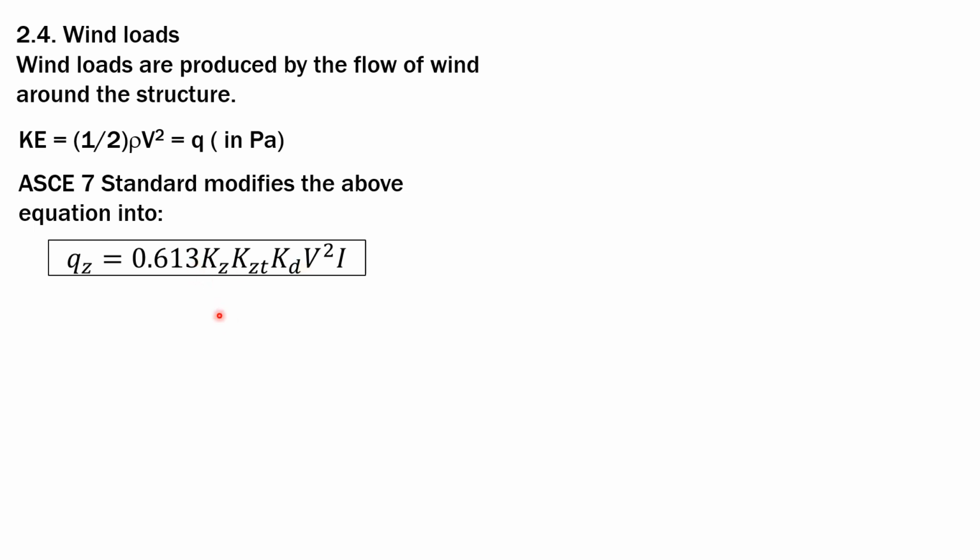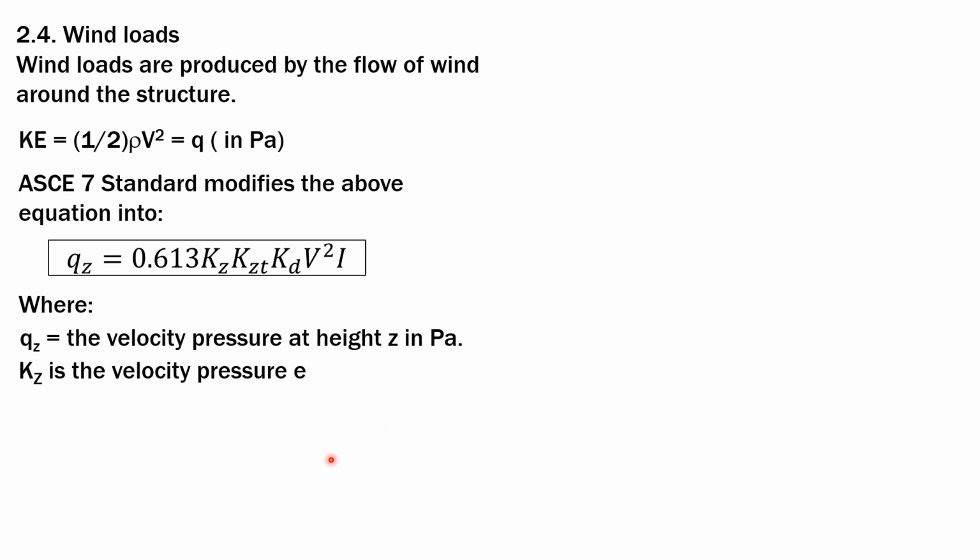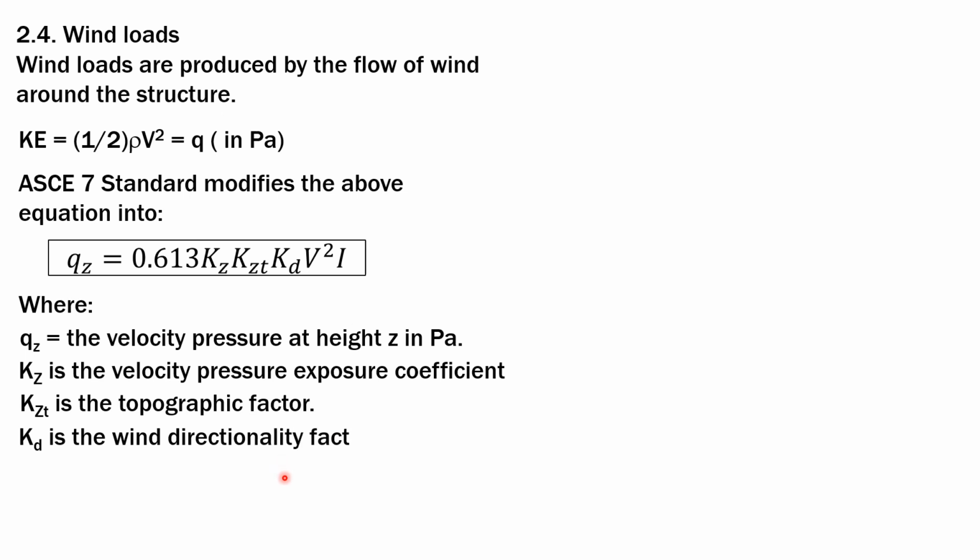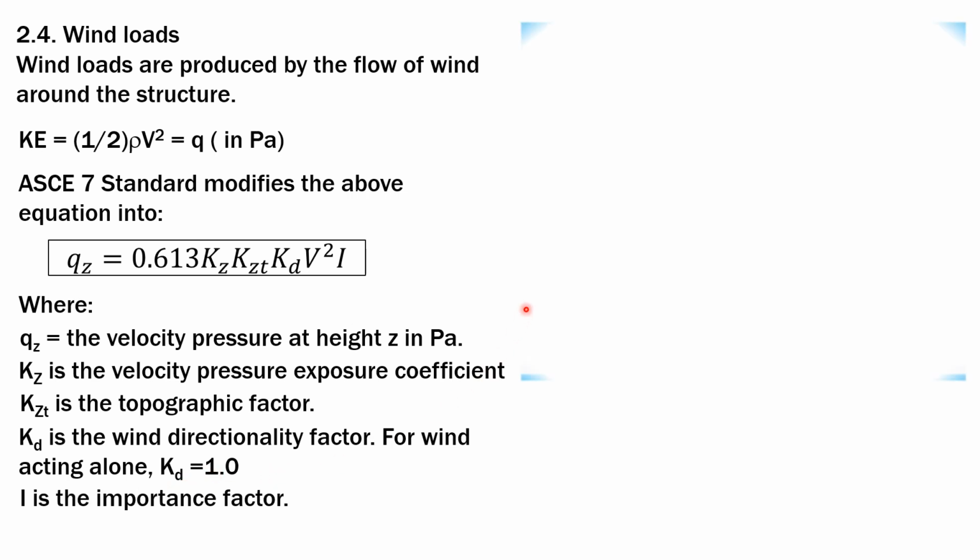This is the modern formula, but we can use the simpler formula which I'll derive here, and which shows this 0.613 also. So Qz is the velocity pressure at height z in pascals. Kz is the velocity pressure exposure coefficient. Kzt is the topographic factor, which is only important for structures erected in rural areas. Kd is the wind directionality factor for wind acting alone, so it is 1.0. I is the importance factor.